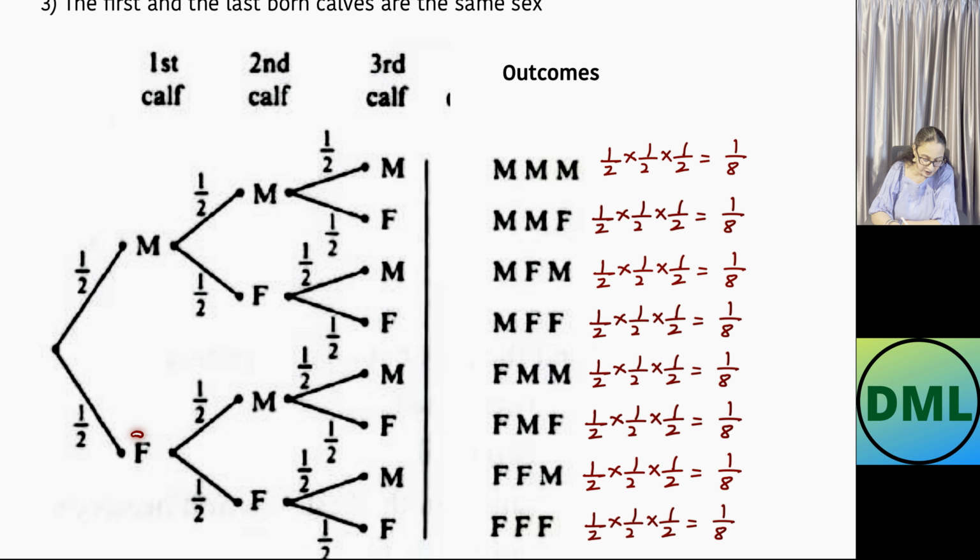In a similar way, if the first baby is female, the second baby can be male or female. So the probability of getting male is half, female is half. Similarly, here also it is half and half. Now we will go for the third calf, that means the third pregnancy. If we have the first child male and the second child male, then the third option is either male or female. So the probabilities are again half and half.